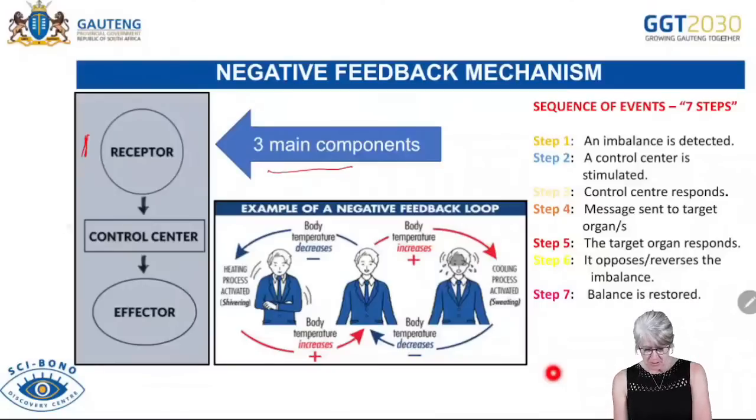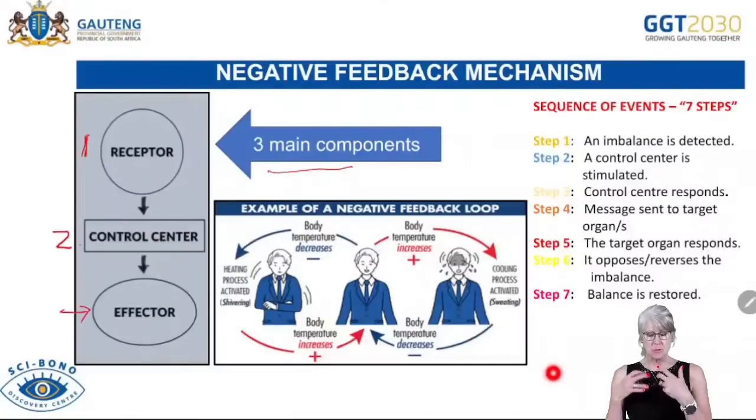That information must go to the controlling center, which is part 2. And that controlling center is going to say, okay, there's too much carbon dioxide in the blood. We need to maintain or restore the correct levels. So then it sends the information, or it triggers an impulse that is then going to cause an effect to the effectors.